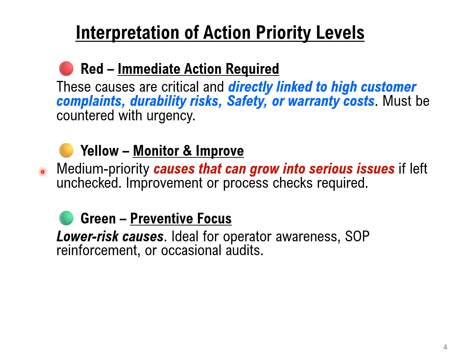The yellow causes and countermeasures are to be monitored and improved. These are medium priority causes that can grow into serious issues if left unchecked; improvement or process checks are required. The greens are low risk causes. These are ideal for operator awareness, SOP reinforcement, or occasional audit.